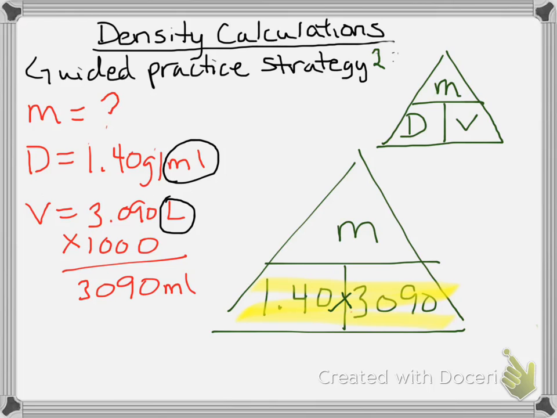So again, multiplying 1.4 times 3,090 is going to give us 4,326 grams. That is my mass. So really you're doing the exact same step. You're getting the exact same answer. It's just another way of approaching the situation.